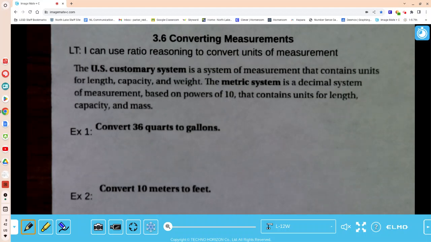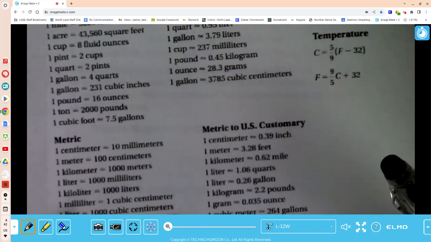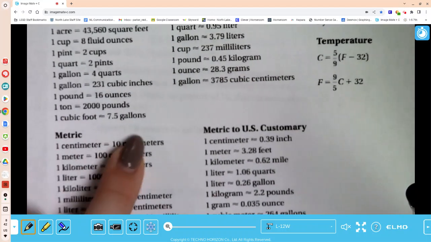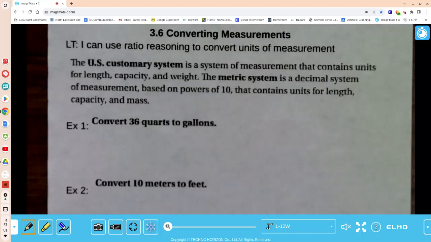In the metric system, the relationship between everything is the same. So if you want to go up a unit, if you're going from centimeters to meters, there's 100 in a meter. And in 1 centimeter, there's 10 millimeters. In 1 kilometer, there's 1,000 meters. So you can see everything is based on powers of 10. Everything is increasing or decreasing by a power of 10, whereas in the customary system, it's all very different.